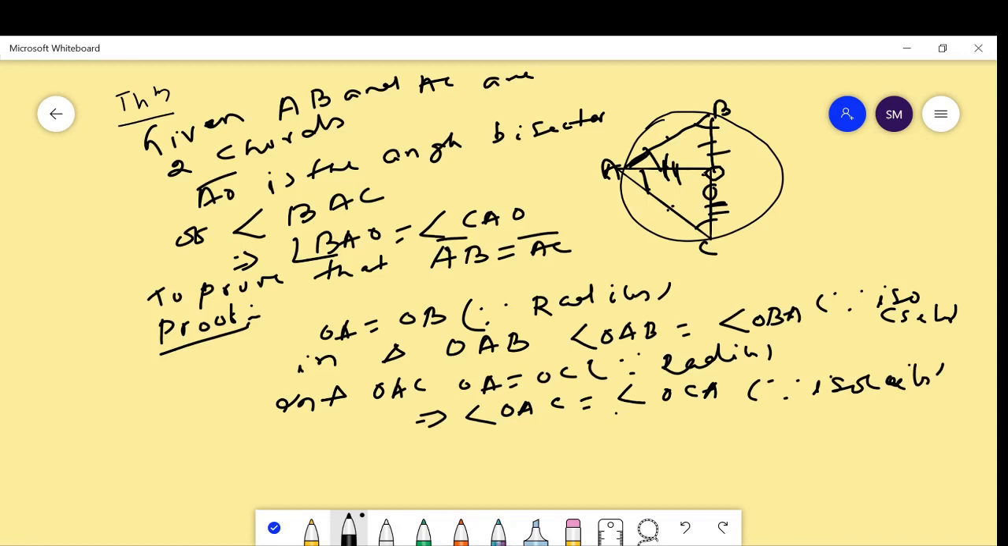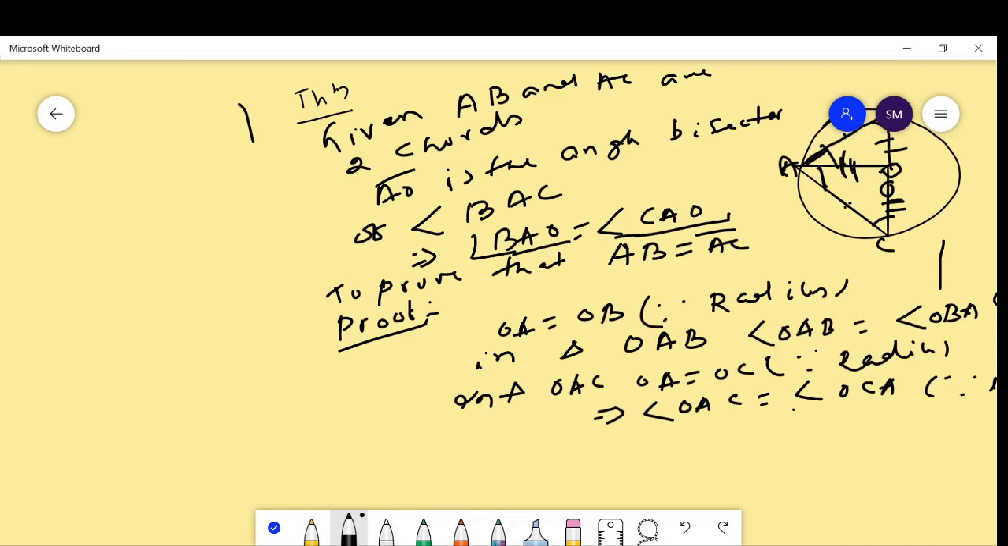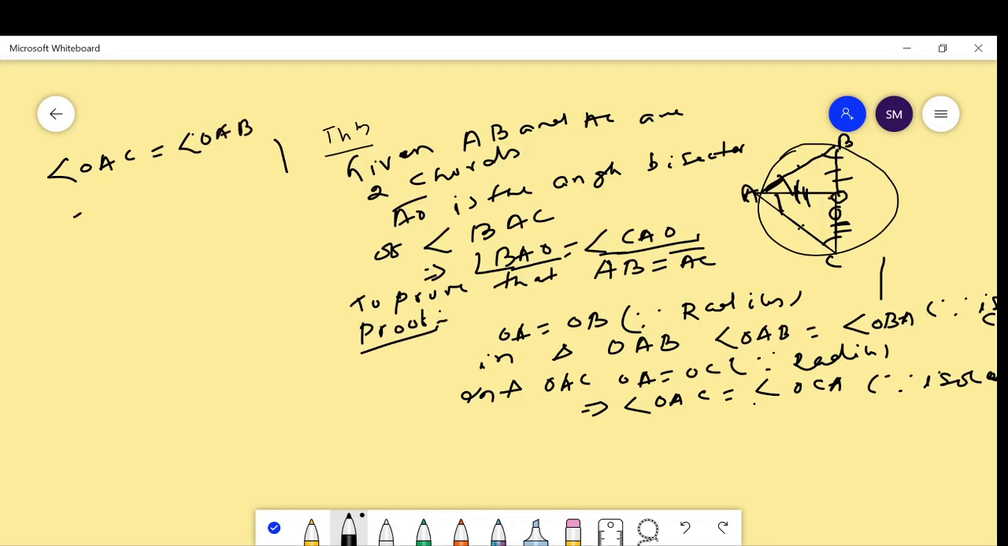And given that AO is the angle bisector, which implies BAO is equal to CAO, then this shows that angle OAC is equal to angle OAB is equal to angle OBA is equal to angle OCA.